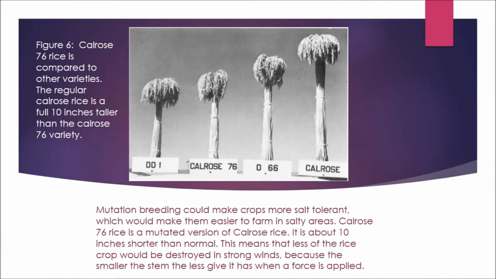Mutation breeding could make crops more salt tolerant, which would make them easier to farm in salty areas. Calrose 76 rice is a mutated version of Calrose rice. It is about 10 inches shorter than normal. This means that less of the rice crop would be destroyed in strong winds, because the shorter the stem, the less give it has when a force is applied.